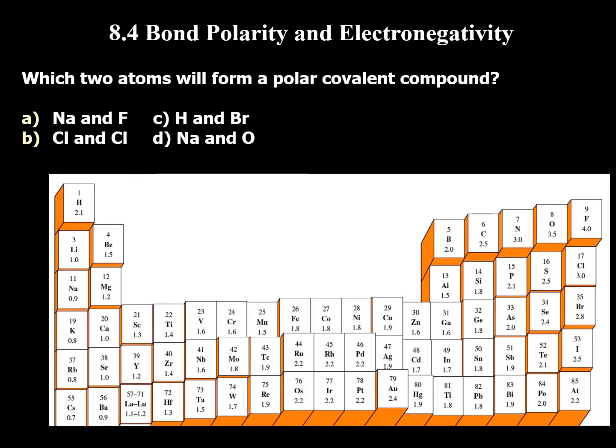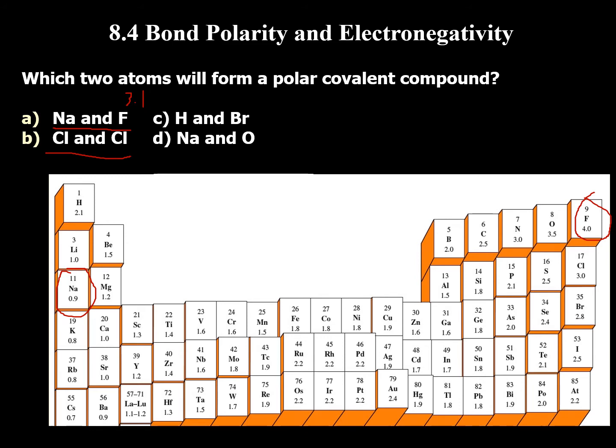So we'll just give you a try. Which two atoms will form a polar covalent compound? So that's when you have a value between 0.4 and 1.8. We look at the first one, sodium and fluorine. Sodium 0.9, fluorine 4.0. That's a difference of 3.1. So right away, that should tell you that's an ionic compound. When you have two elements that are the same, that's a nonpolar covalent.